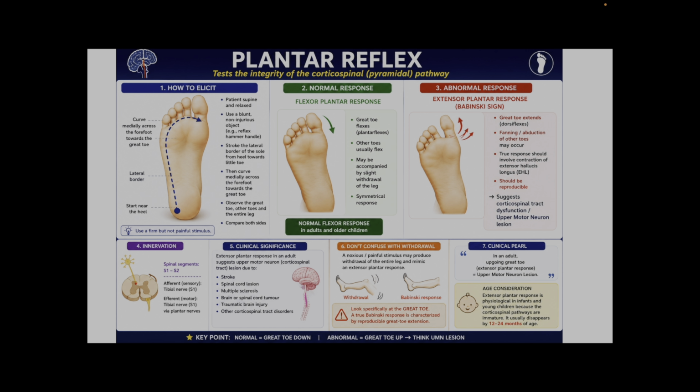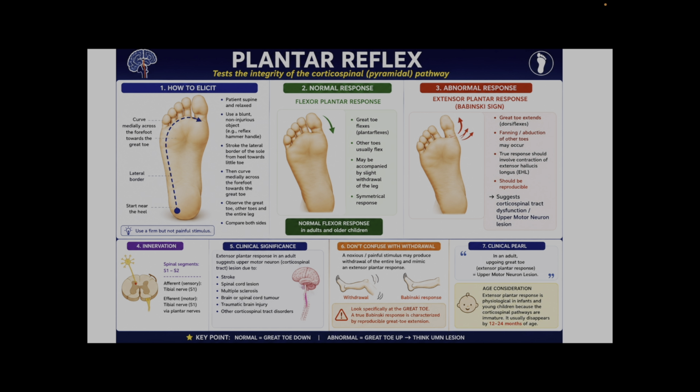The final clinical pearl is very simple. In an adult, a reproducible upgoing great toe is an extensor plantar response and should make us think of an upper motor neuron or corticospinal tract lesion.